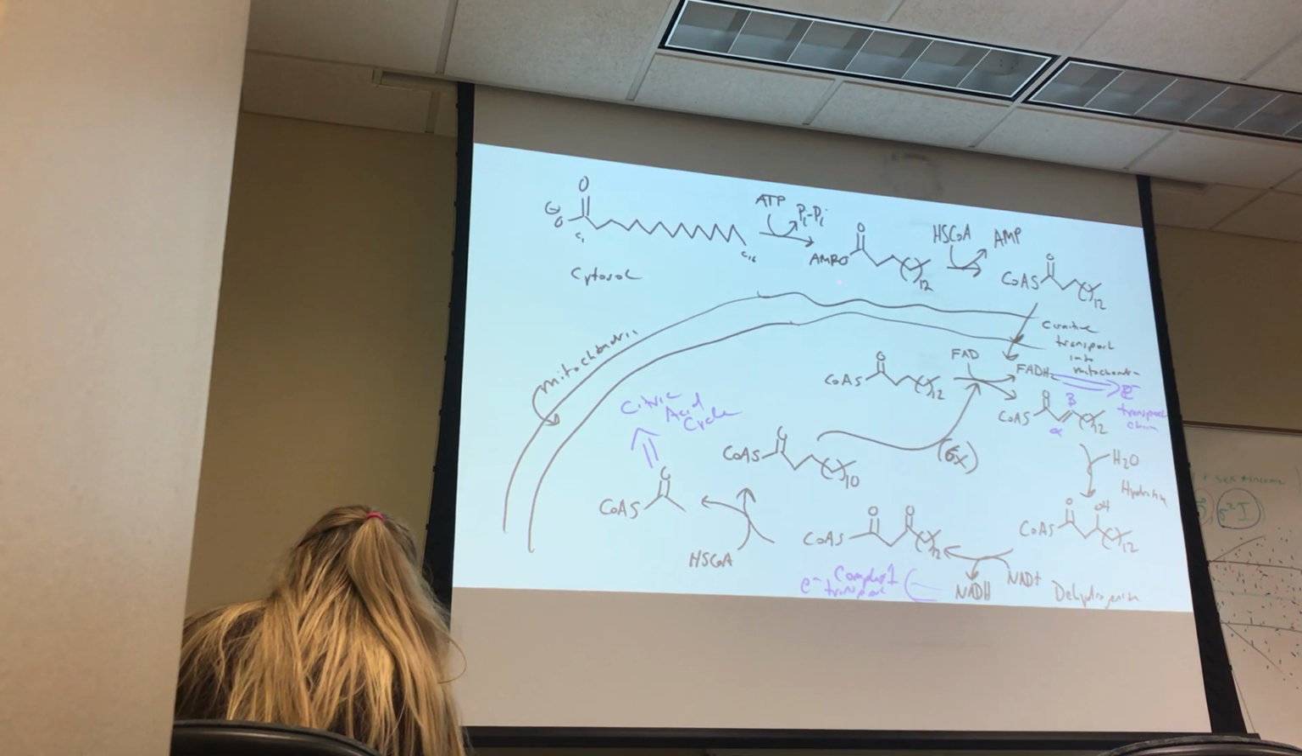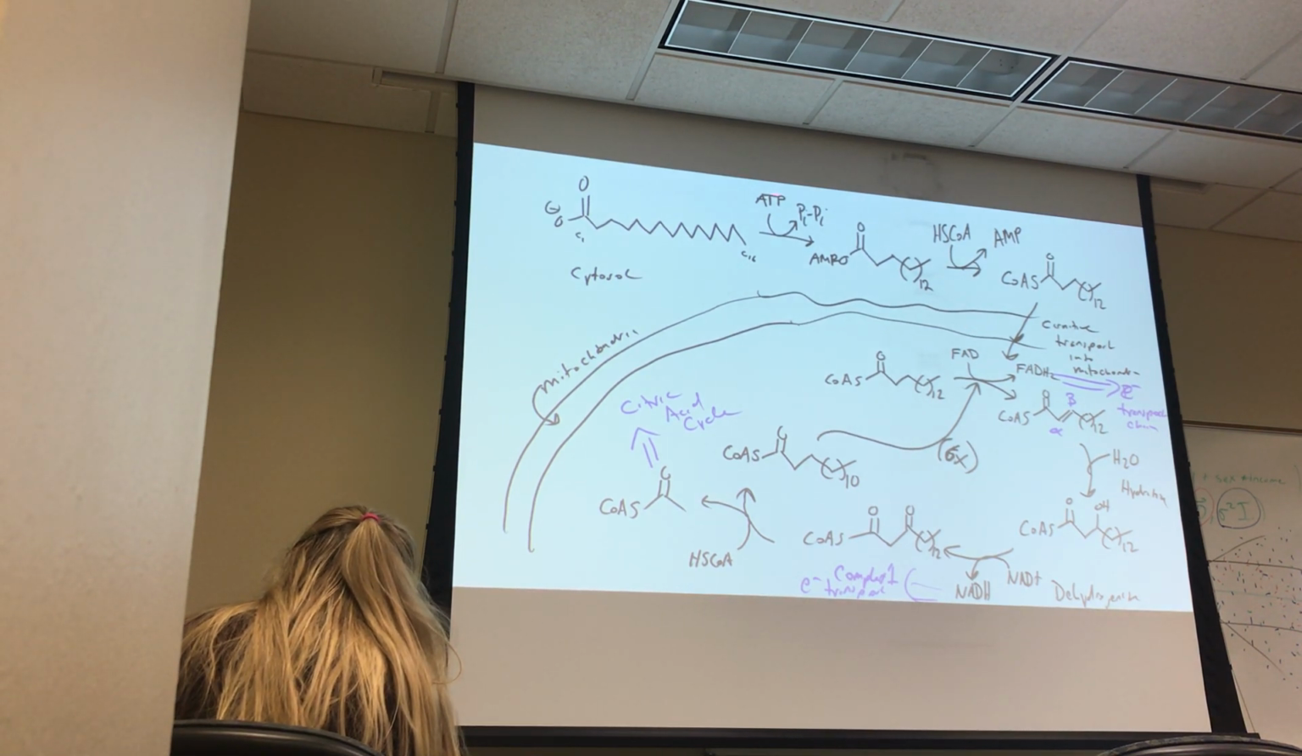Remember, it only takes one step of activation. Use 1 ATP. That's enough to charge this once with coenzyme A. Then after that, it's just a cycle. You don't have to charge it up anymore.